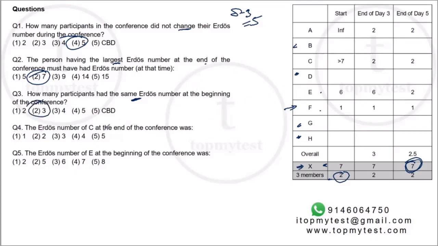Question number 4. The Erdos number of C at the end of the conference. C at the end of the conference was 2. Option 2 again. And the last one: the Erdos number of E at the beginning of the conference was? E at the beginning of the conference was 6. Option 3.